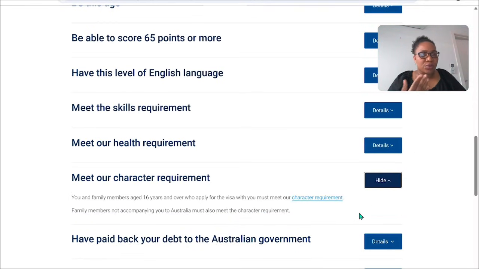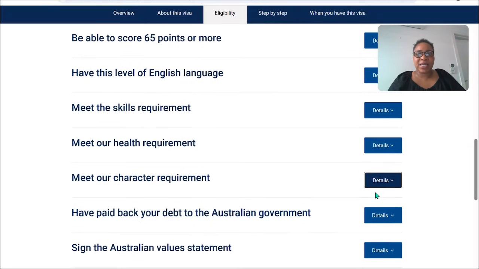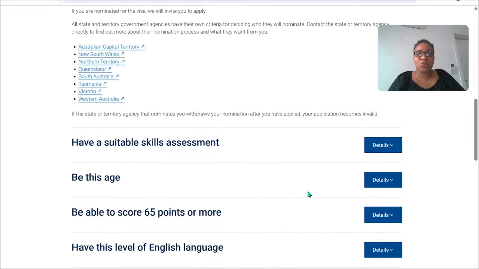Then also you need to meet their character requirement. You prove this through your police clearance, and also make sure that you declare whatever criminal records you might have, be it penalties or fines. Just declare and ensure that you meet the character requirement here. And this is for people already in Australia, but basically this is what is required for you to apply for 190.